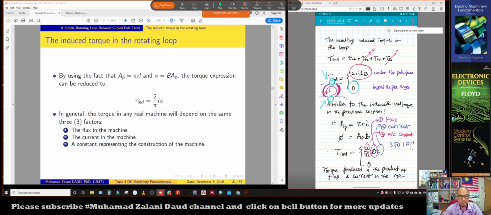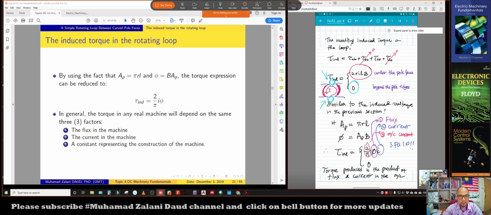The factors that influence the torque induced on this motor are, first, the flux. If we increase the flux, the torque will be increased. The torque is also influenced by the current. If we increase the current, the torque will also be increased. So those are two variables.